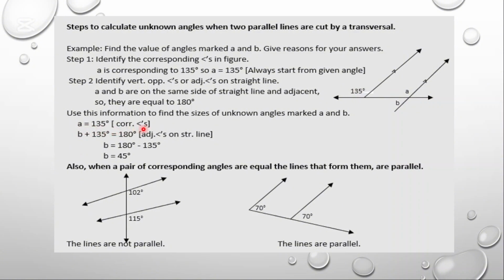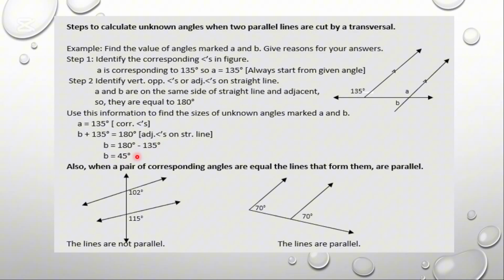Why? Corresponding angles. Now we have the value of A. Then B and A are on a straight line. So B plus 135 is equal to 180. And this time the reason: adjacent angles on a straight line, or you can even say supplementary adjacent angles. So B is equal to 180 degrees minus 135 degrees, and B is equal to 45 degrees.